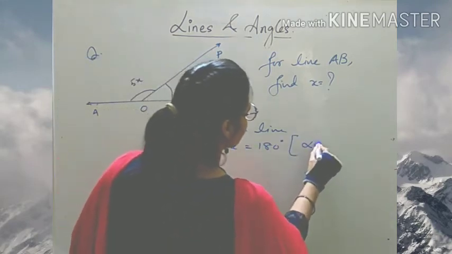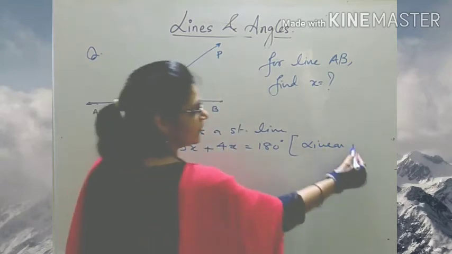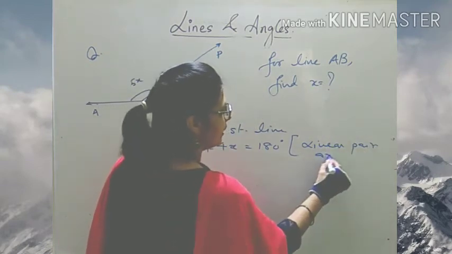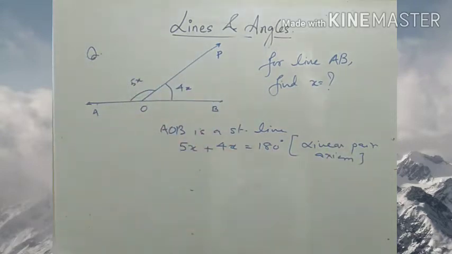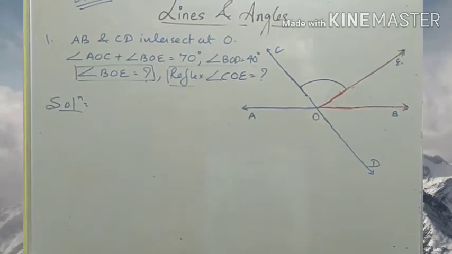How we are getting this? By linear pair axiom, है ना? So by linear pair axiom we will get this. Now 5x plus 4x is 9x equal to 180 degree, and this way we can find out the value of x. Move to the exercise 6.1.